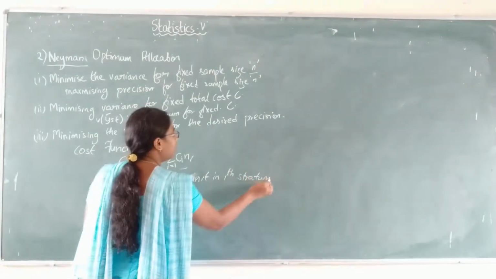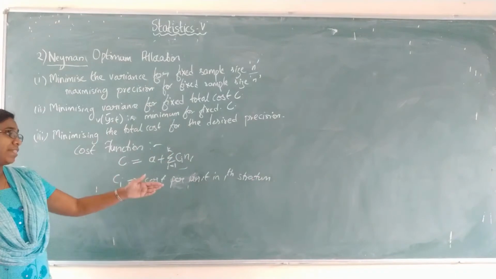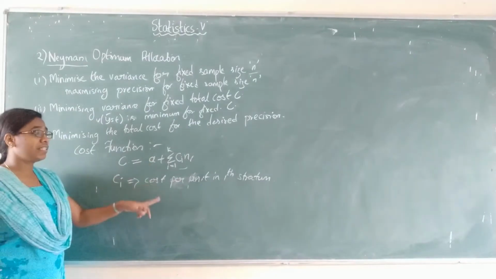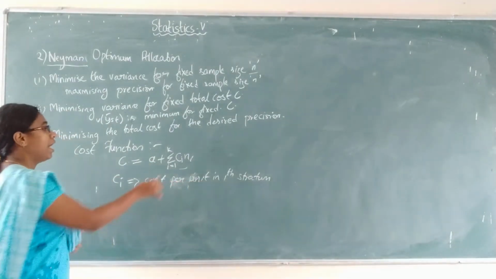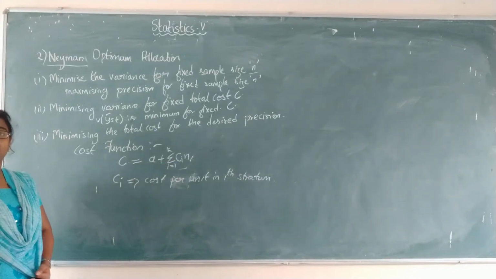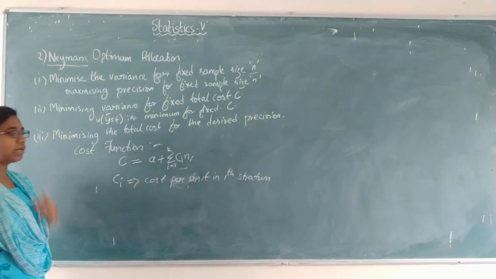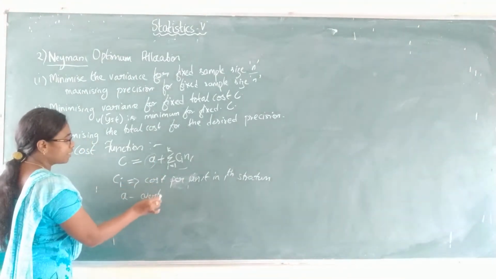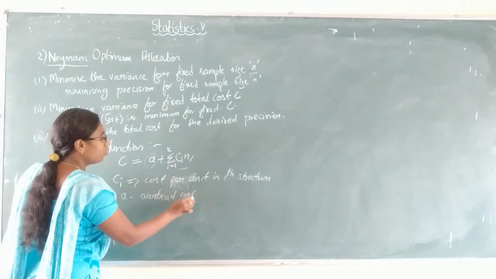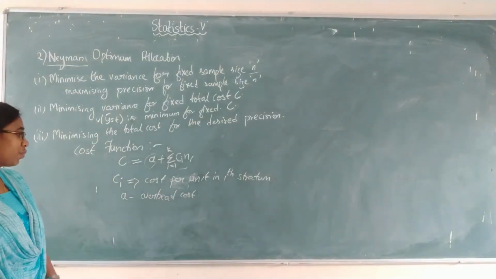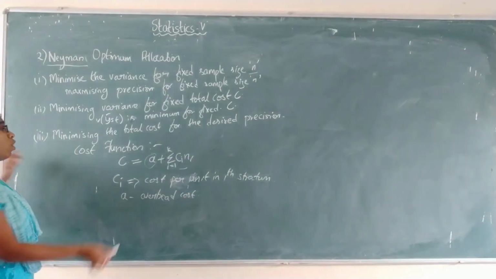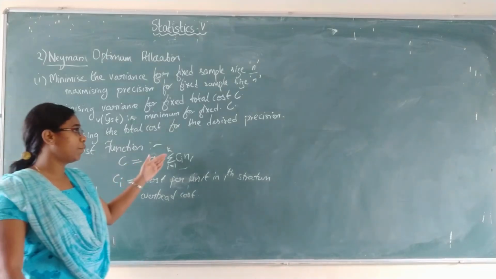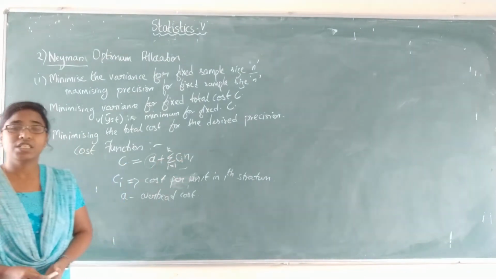So you have total K strata, right? In the ith stratum, the cost per unit is given as Ci. Ni we know is the sample size for each stratum drawn by using simple random sampling without replacement. And what is A? A is the overhead cost. Whatever extra cost we are getting is called A, and the cost function is given as C equals A plus summation i equals 1 to K Ci into Ni. So this is the cost function.